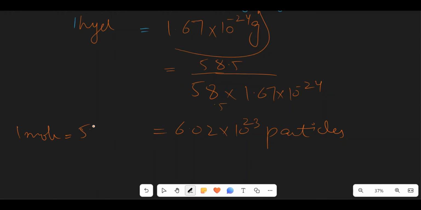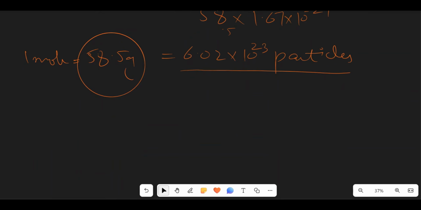That becomes 58.5 grams. 58.5 grams is the quantity, and these are the molecules that are present in it. This idea was given by a scientist named Avogadro. And this is the concept of a mole.